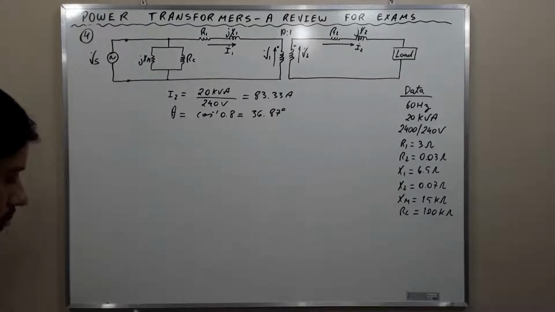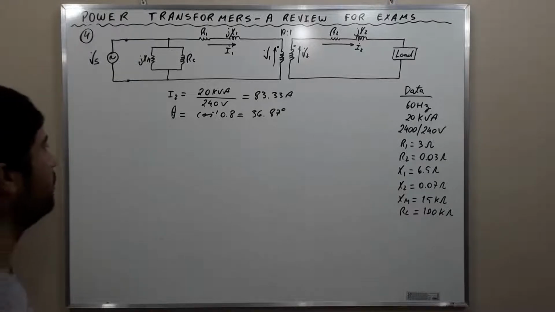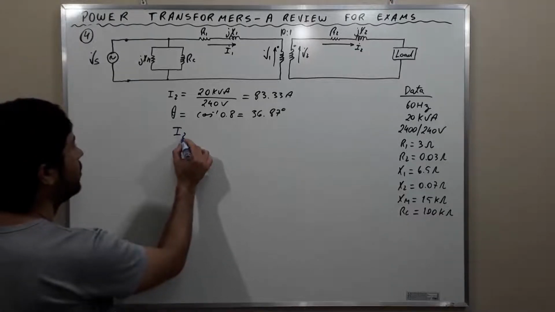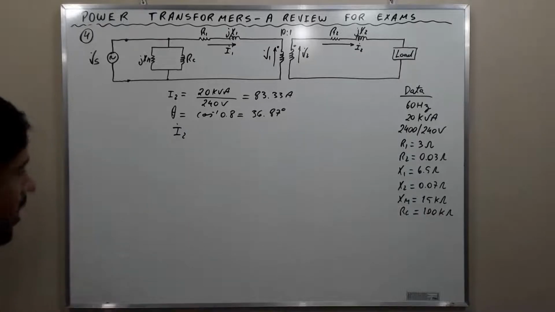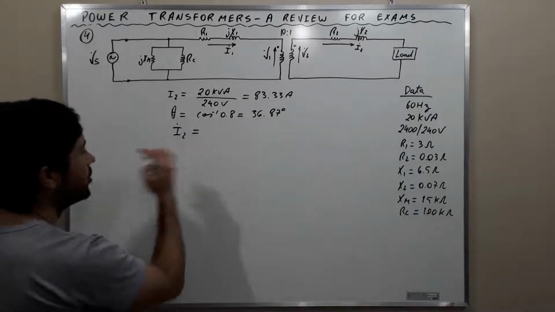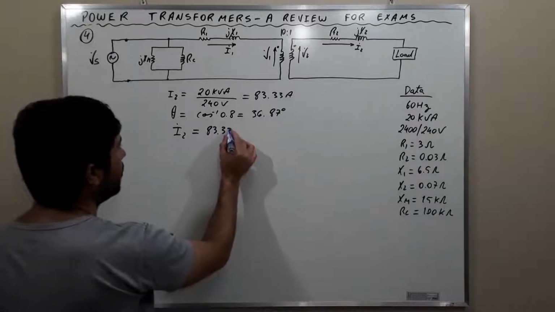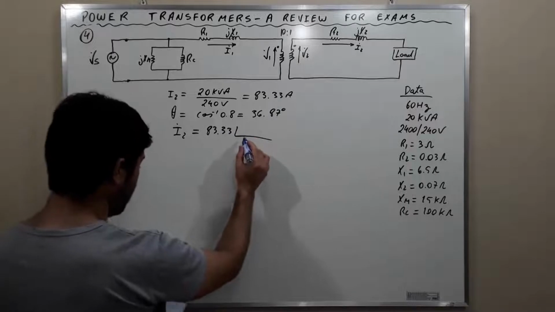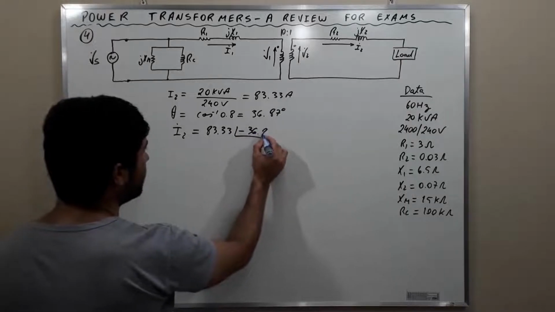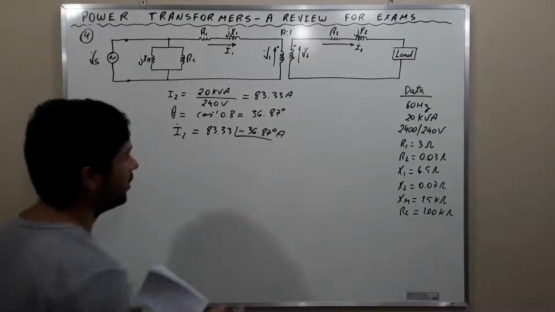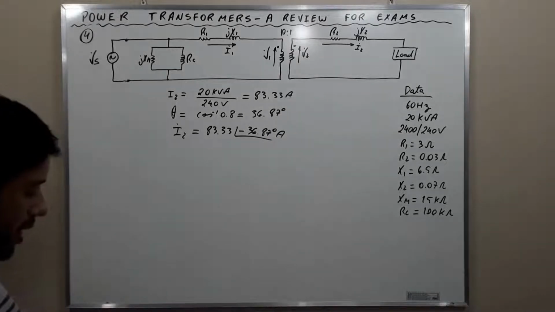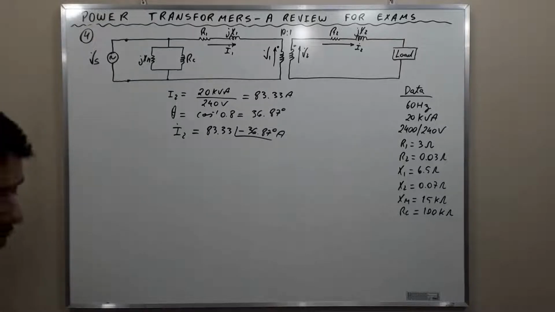In this way, the load current phasor, with a dot here meaning phasor, which is a complex number, is 83.33 phase negative 36.87 degrees amperes. It is negative. The angle of the current is negative because the load was stated to have a lagging power factor, okay?